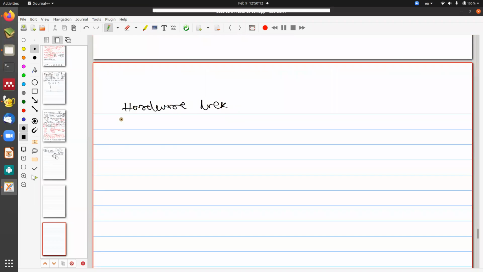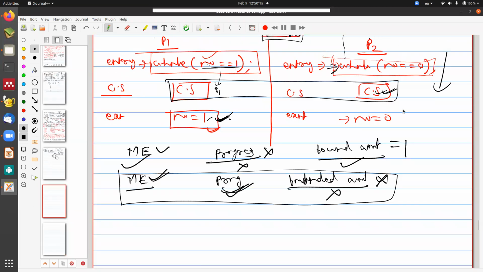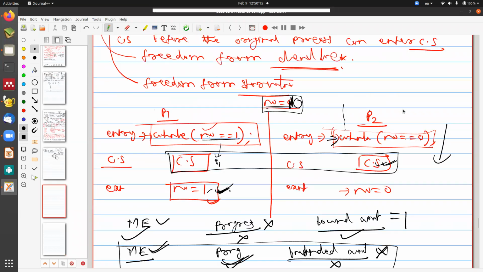Sir, in the previous example, how is it avoiding progress? Because this P1 is already in the critical section, no, sir? No, P1 is not in the critical section. It is not here, it is outside. He has not yet come to the college, and P2 is interested to enter into the critical section. Is progress happening or is it blocked?